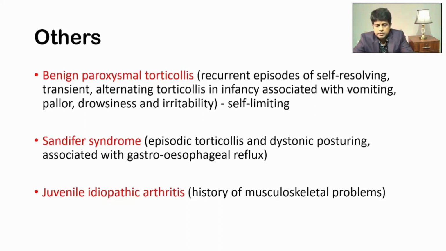And also, musculoskeletal problems are common in children with juvenile idiopathic arthritis. So in a child with multiple joint pains and presenting with torticollis, you have to suspect it, but this is an uncommon cause of torticollis.